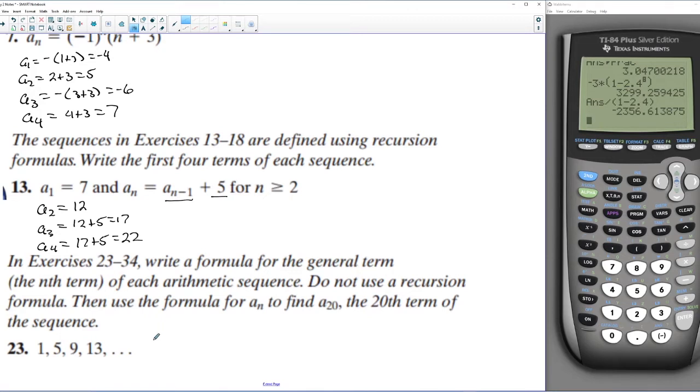So write a formula. A sub n for an arithmetic sequence is a sub 1 plus n minus 1 times the common difference, which is 4 here. We have 1 plus 4n minus 4, so a sub n is equal to 4n minus 3. And then we're asked to find the 20th term, which is 4 times 20 minus 3, 80 minus 3, 77.